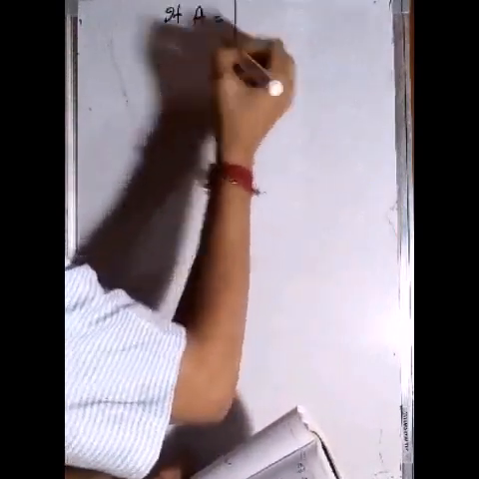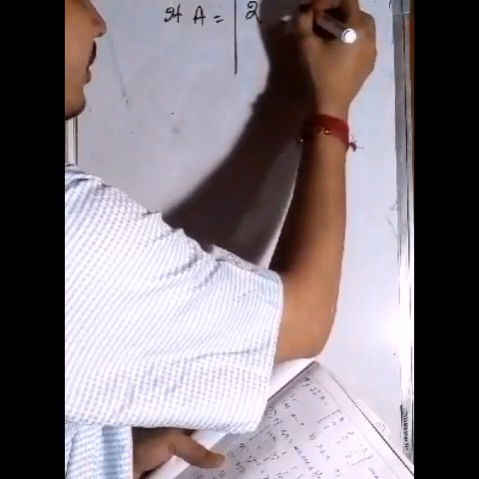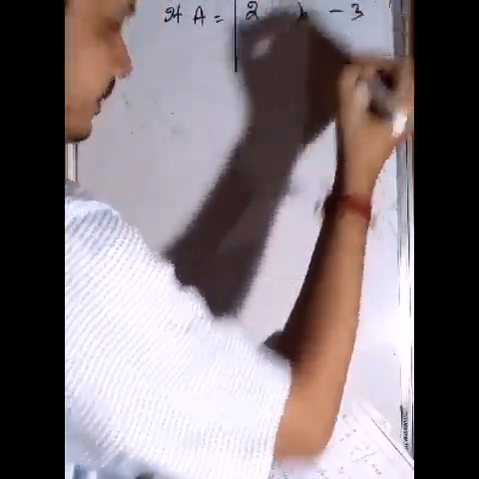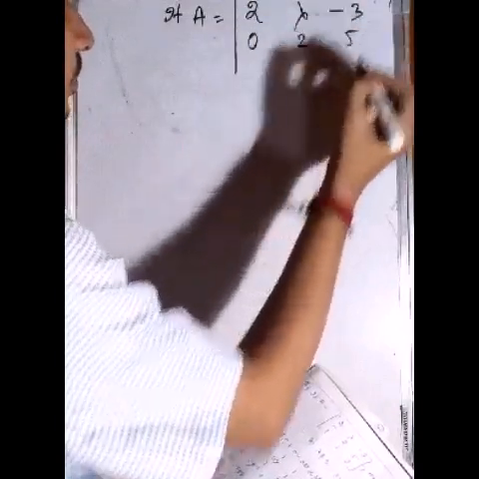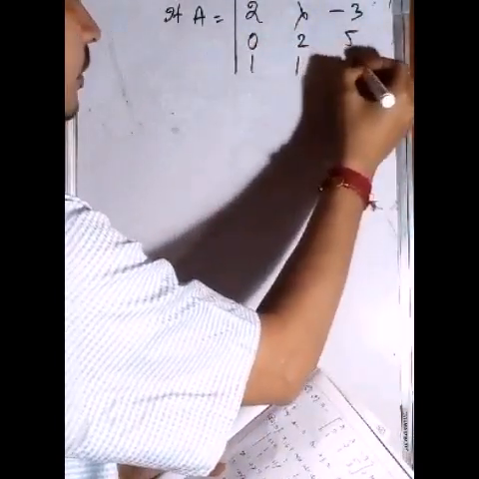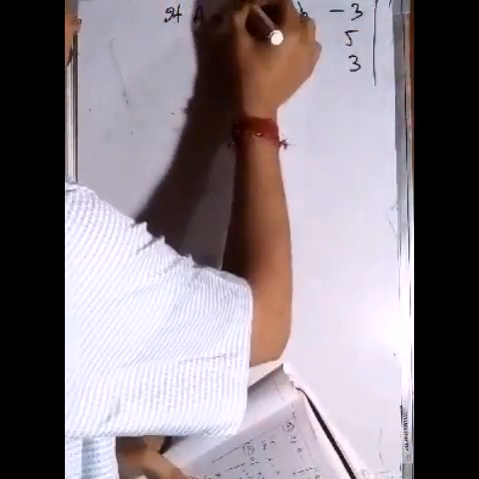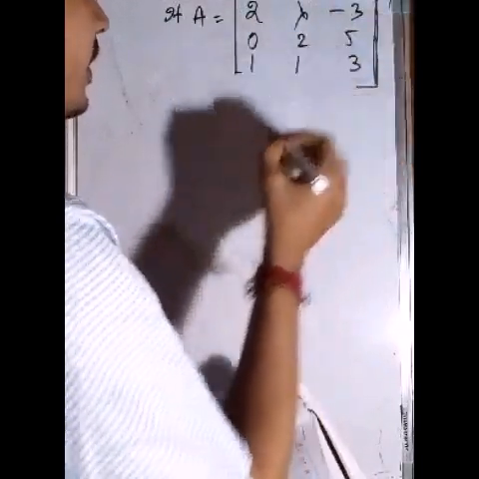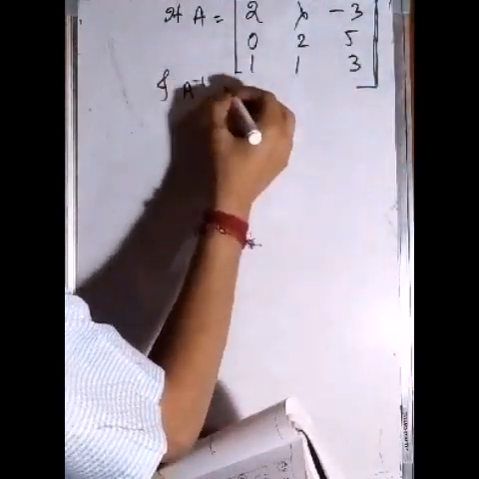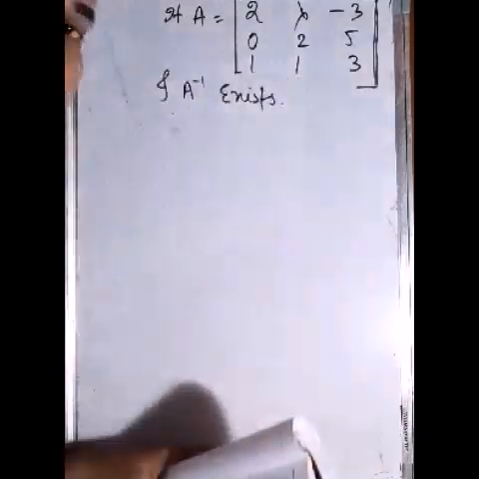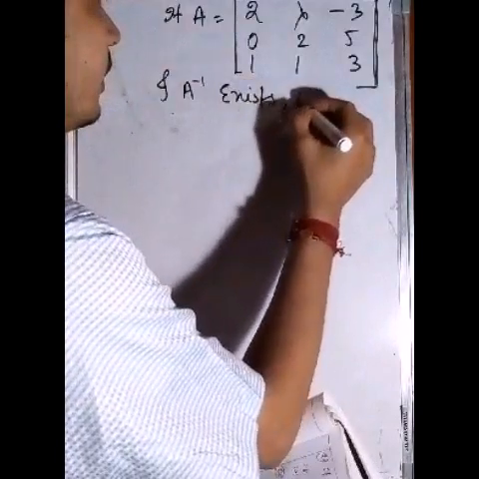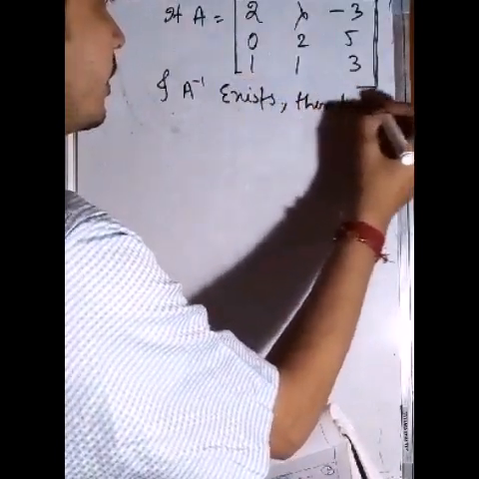So let's have the second last question of this video. Question is, if capital A equals the matrix with rows 2, lambda, minus 3; 0, 2, 5; 1, 1, 3. This is the matrix, sorry, not determinant, this is the matrix given to you, and given that A inverse exists, then find lambda. Question is find lambda.